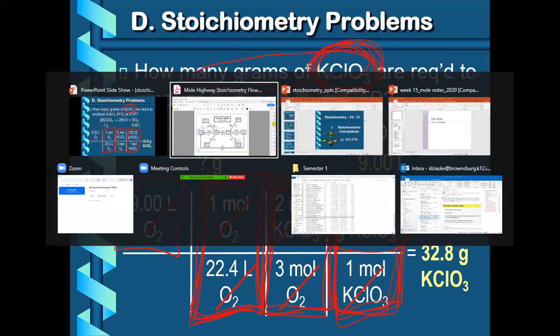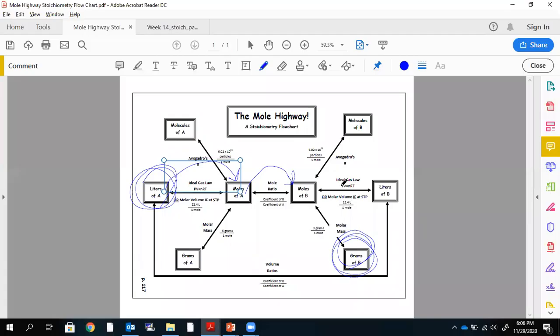So if we use those steps on our mole highway, we're always going to get to where we need to go. So 3 steps is really sort of the maximum. Every once in a while, we might throw something weird in there where we could get more than 3 steps. But in general, 3 steps is about as long as we're going to get. So if you follow along either with this mole highway, or if you write yourself some notes about what conversion factors to use when, that's really going to help guide you to the right answer.